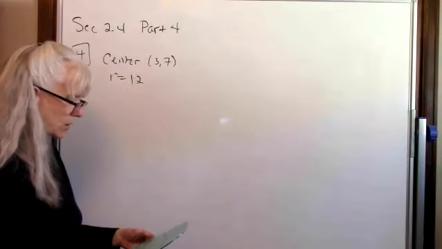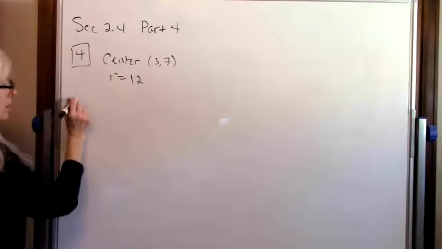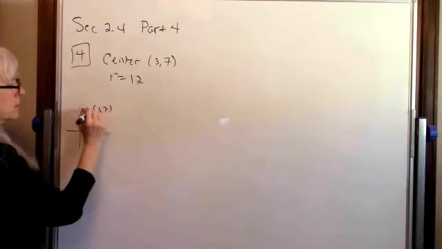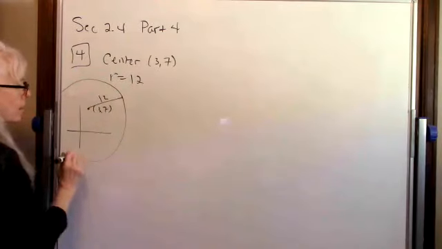They want us to write the equation of the circle that models the range of the earthquake's effect. So this should make sense, right? So we're at some point (3, 7), and we're saying that 12 miles away, you could feel that quake.